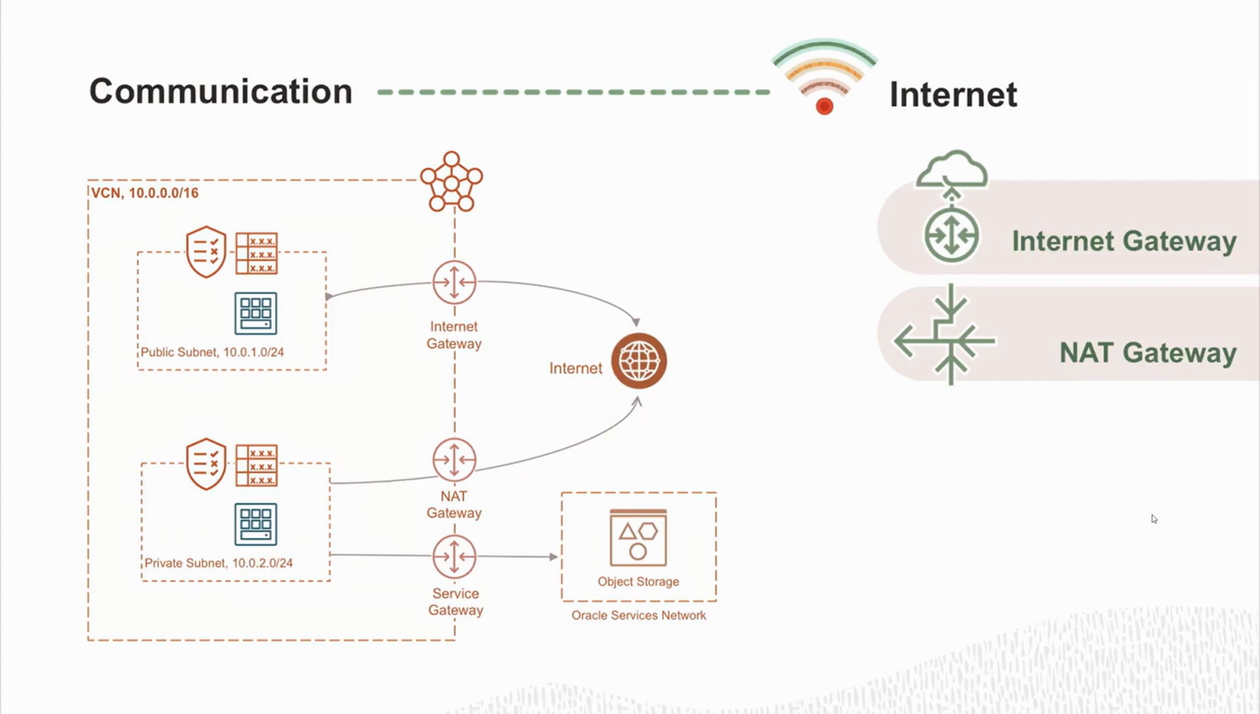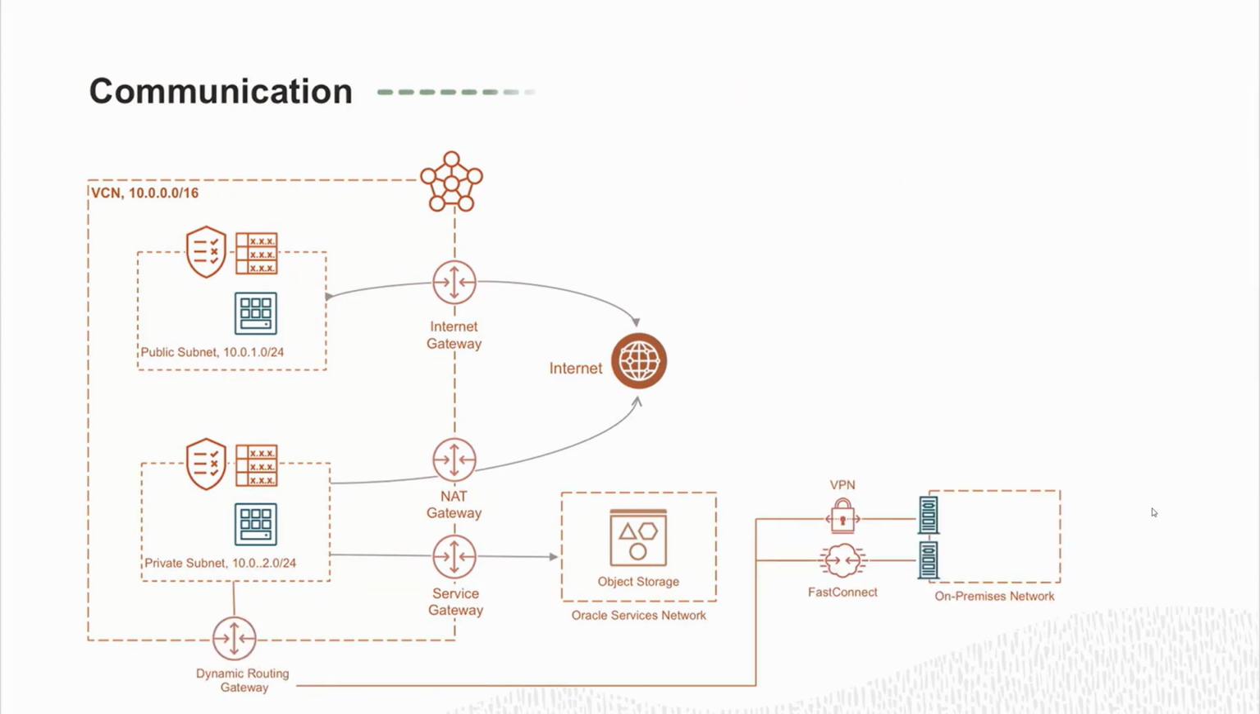Then we have another router which is called service gateway, and the idea is it lets resources in VCN access public OCI services such as object storage, but without using an internet or NAT gateway. So these are the three scenarios: internet gateway for internet, NAT gateway also for internet but unidirectional, and service gateway for accessing OCI public services which are available on the internet but accessing them in a secure manner.